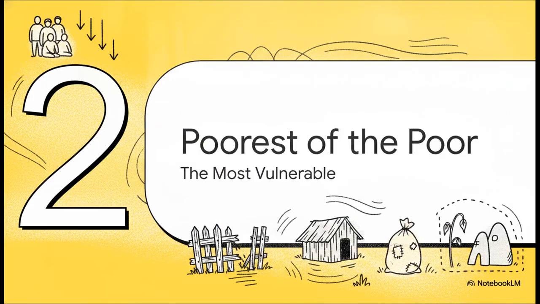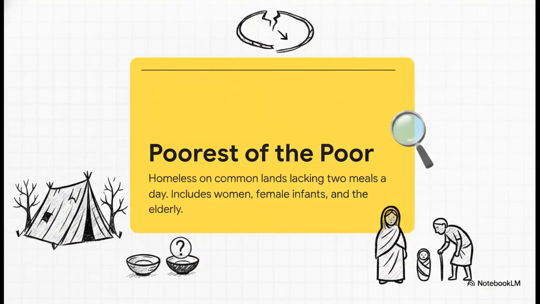Moving on to Section 2, the poorest of the poor. Let's slow down for a second and look at the most vulnerable group here. I want to highlight a very precise definition directly from our source material. The poorest of the poor include homeless people who reside on common lands. And the gravity of this is profound. They lack even 2 meals a day. They are suffering from chronic, unrelenting hunger.